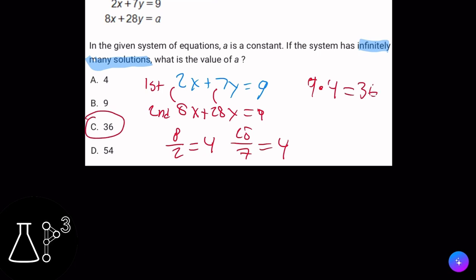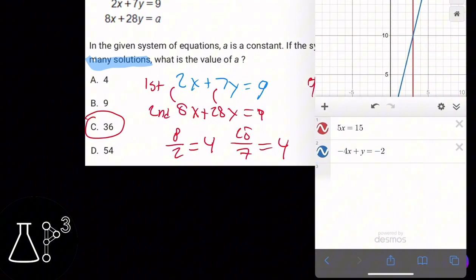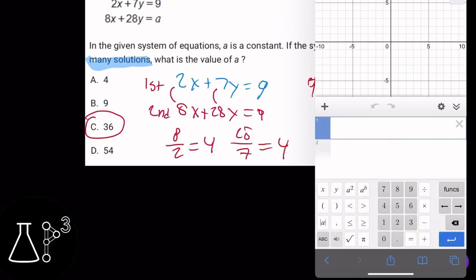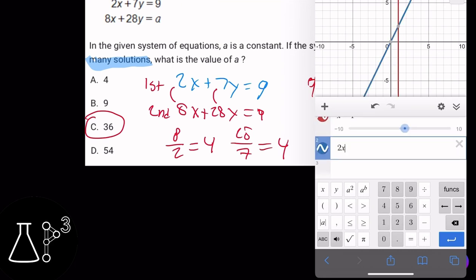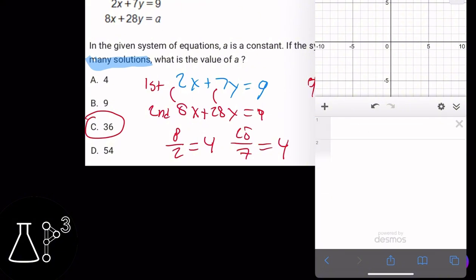But to make sure that's correct, let's use Desmos. The way that infinitely many works in Desmos is that they both are in exactly one line. For example, if I do x equals 1, and then I do 2x equals 2, you see what I mean? They're both the same line.